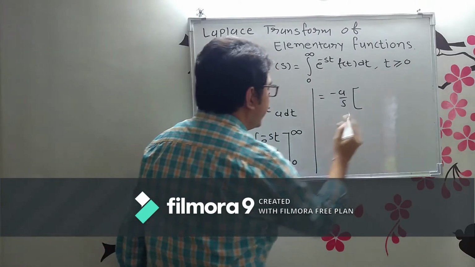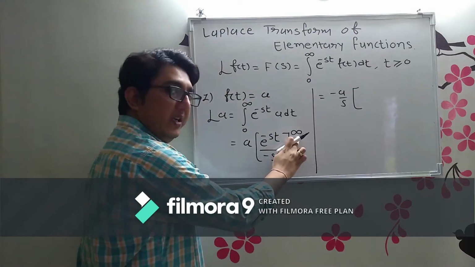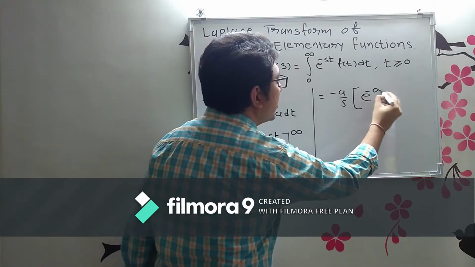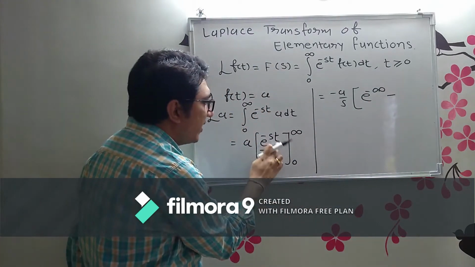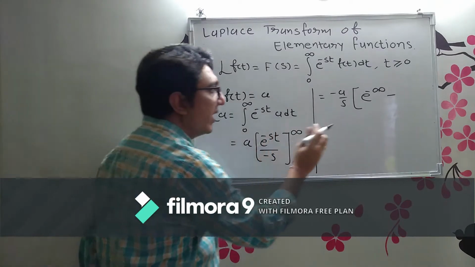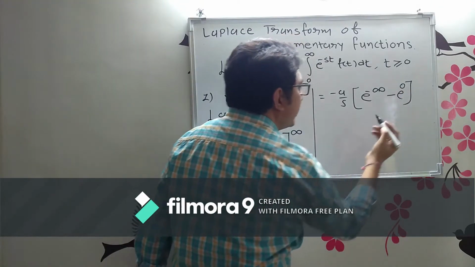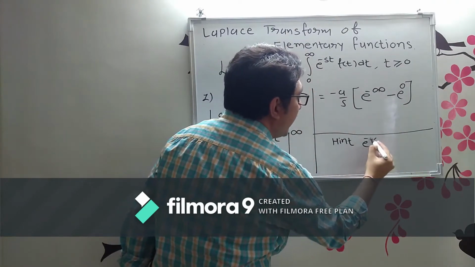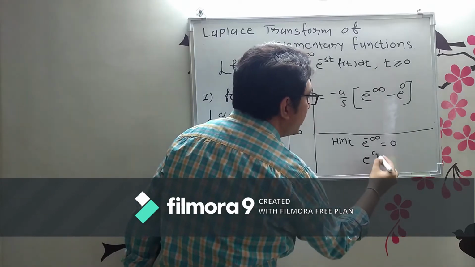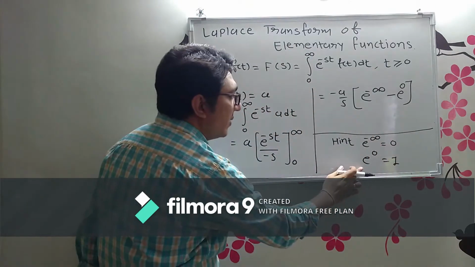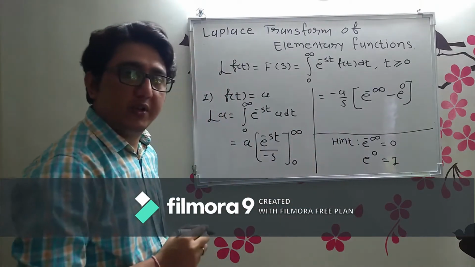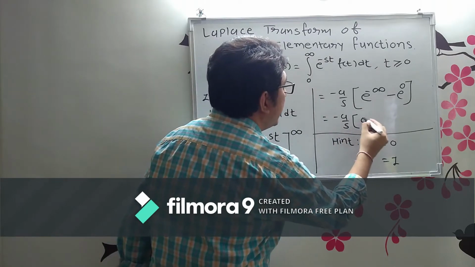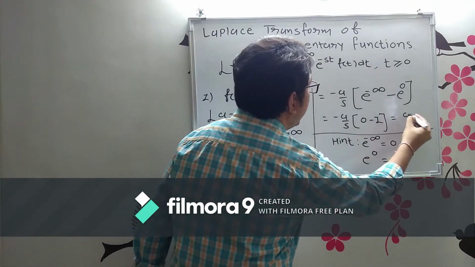So take t, and instead of t put infinity. Infinity into something is infinity. So the upper limit can be represented as e raised to minus infinity, minus, and instead of t put 0. 0 into something is 0, so you can write e raised to 0. Now friends, you have to remember one thing, that e raised to minus infinity is 0 and e raised to 0 is 1 always. Always remember these 2 points. Note it down, it is important in mathematics. So here you can write minus a by s into the bracket 0 minus 1. Simplify, you can write a by s.